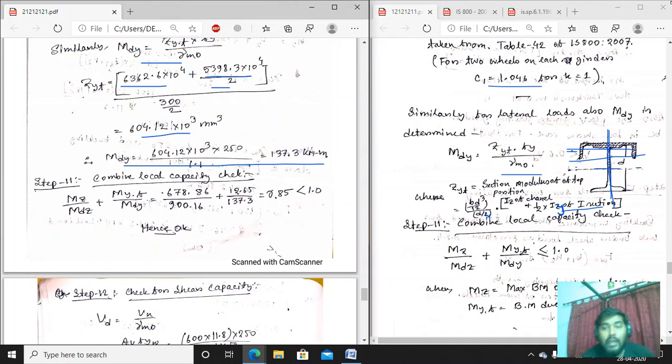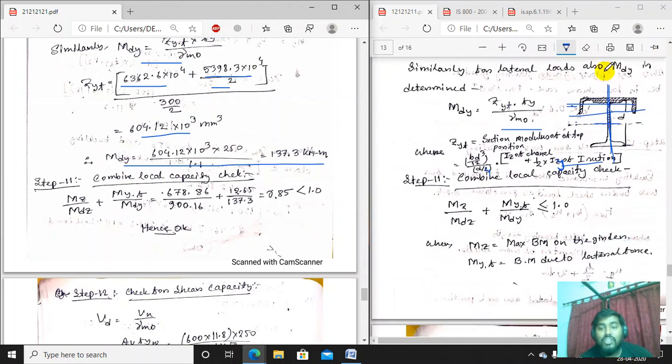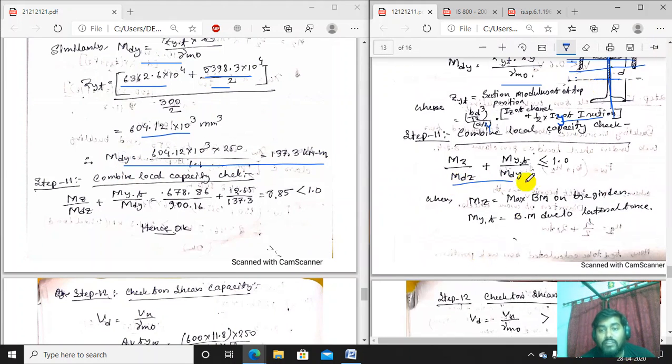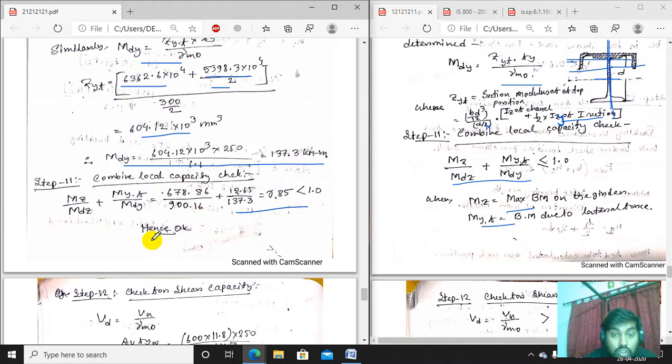Now then comes the combined local capacity check. The value is MZ by MDZ. You know MZ by MDZ's value. We are getting 0.85. It is also less than 1.0. Hence this local capacity for the unsupported beam is also complete.